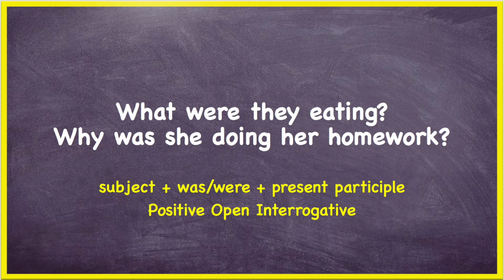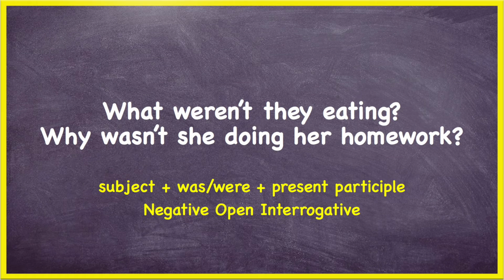So the affirmative one is an interrogative, right? That's a what question or how, right? So you've got what, when, where, who, why, how. That's an interrogative word. Interrogative plus was or were plus subject plus present participle. What were they eating? Why was she doing her homework?